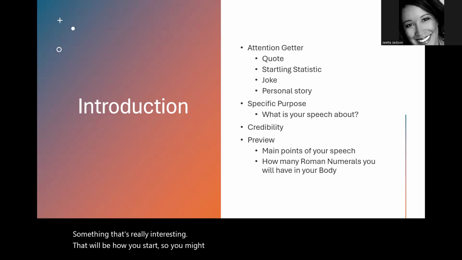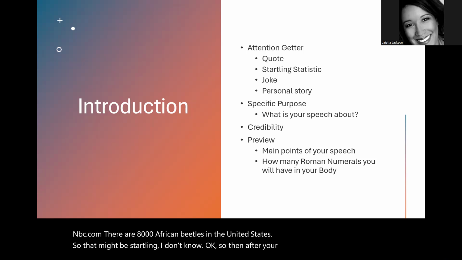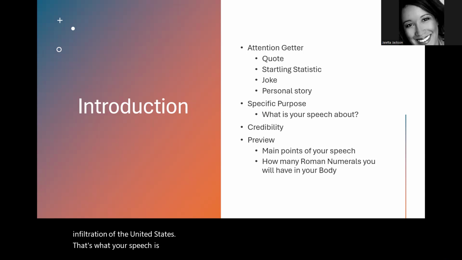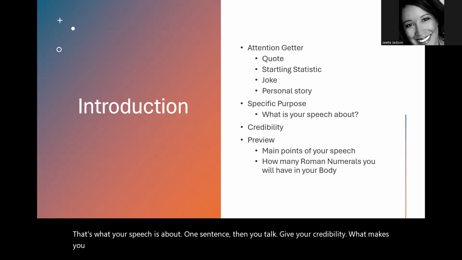So you might say, according to NBC.com, there are 8,000 African beetles in the United States. So that might be startling. I don't know. Okay, so then after your attention getter, you will go into your specific purpose. What is your speech about? So today I will discuss the African beetles' infiltration of the United States. That's what your speech is about. One sentence. Then you give your credibility. What makes you credible to talk about this?